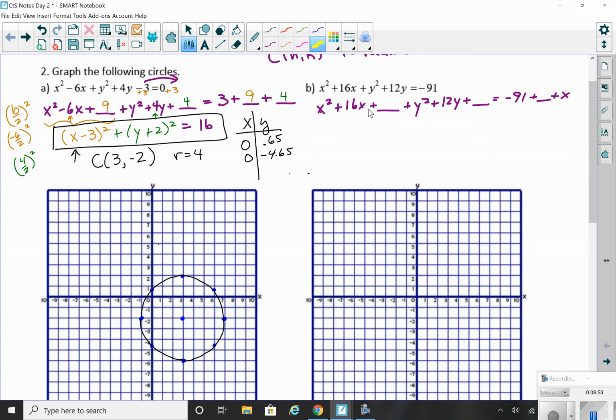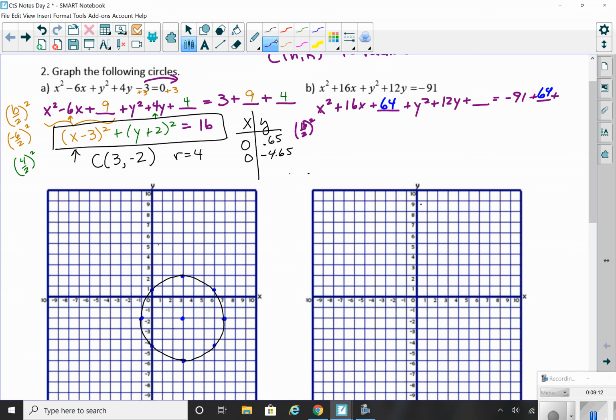On the first x terms here, again, remember our little formula, b over 2, the quantity squared. So 16 over 2 is 8. 8 squared is 64. So I'm going to add 64 here on the left side, and I'm going to add 64 here on the right side.